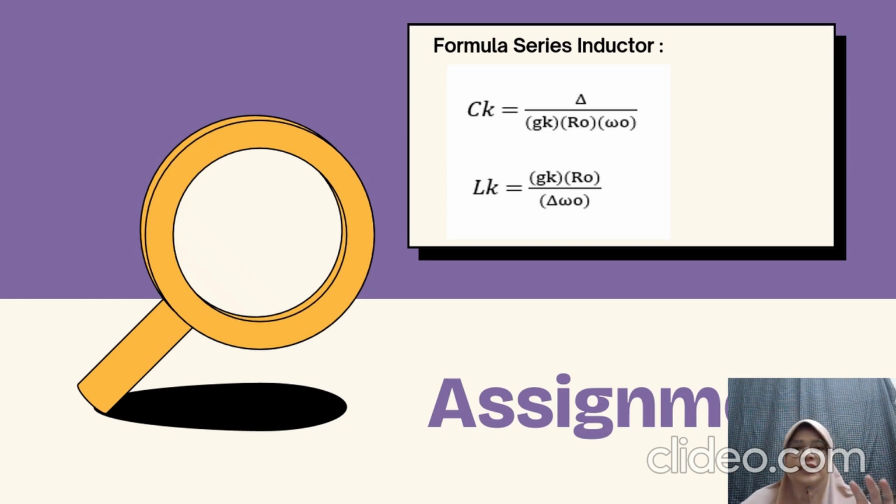This is the formula for a series inductor. LK is GK times R0 divided by theta times omega 0. This formula allows us to determine the inductance value for the corresponding filter stage. Again, GK refers to our prototype value, R0 is the characteristic impedance, and theta omega 0 represents the bandwidth or frequency range of interest. These equations are fundamental for translating our theoretical filter design into a practical, realizable circuit. We will be using this in our assignment to determine the specific component values needed for a given filter requirement.